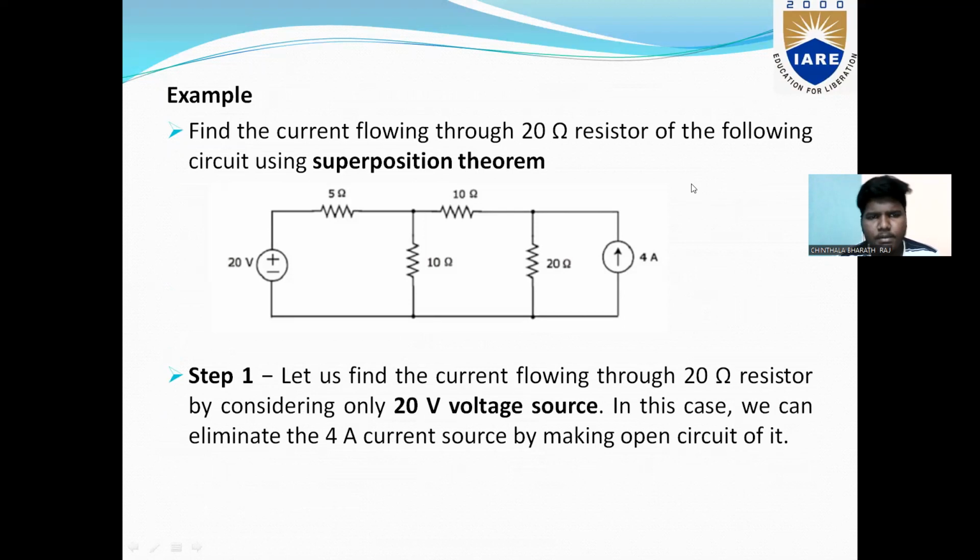We are taking an example. Find the current flowing through the 20 ohm resistor of the following circuit using the superposition theorem. Here we have a circuit, and we have to find the current in the 20 ohm resistor.